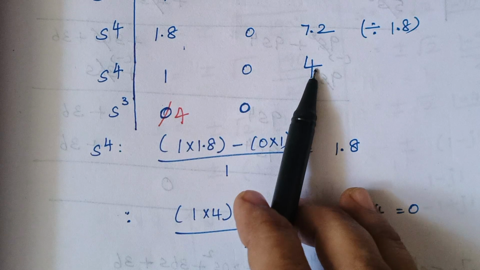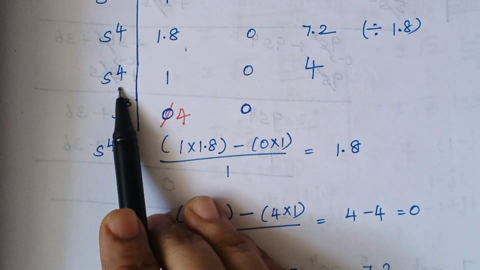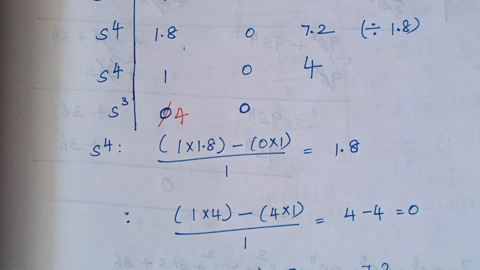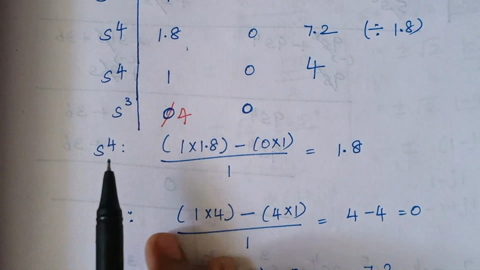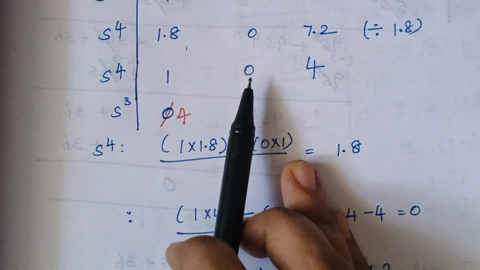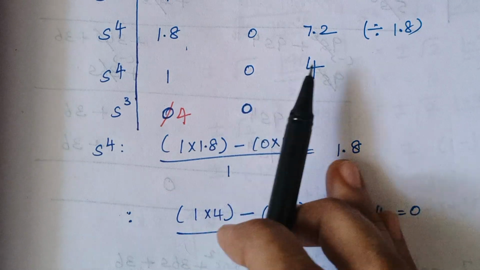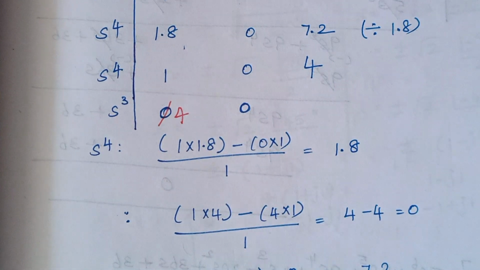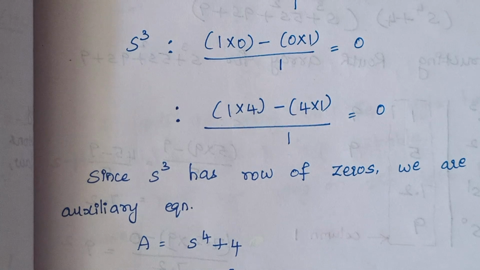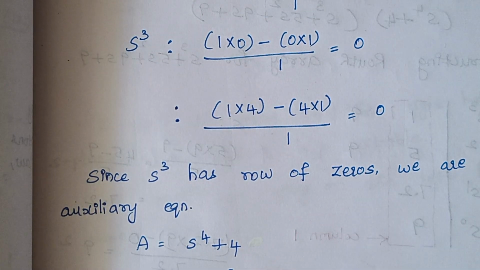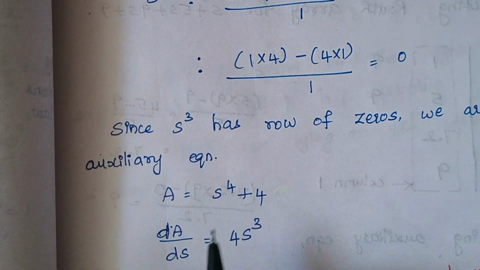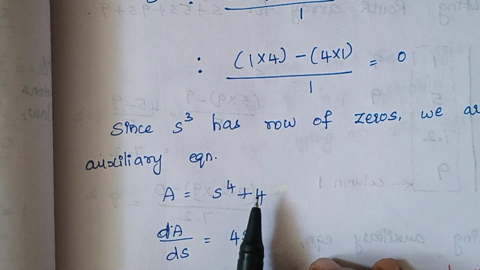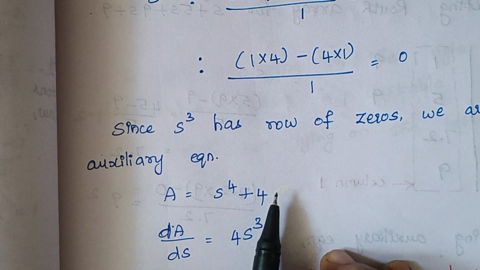So how to write the equation? You see 1 into s to the power 4, right? So the highest power is s to the power 4 here. So write s to the power 4 plus 0 into s square plus 4, right? So here I had written that equation. You see? So this is your auxiliary equation, s to the power 4 plus 4, right?